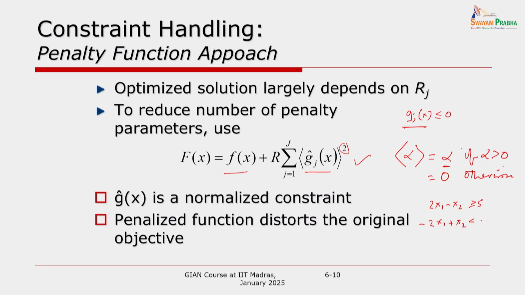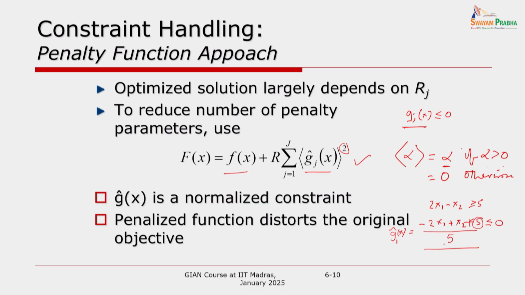So 2x1 minus x2 is less than... I'm going to put it on this side. Then it's going to be plus 5 is less than or equal to 0, right? The same constraint I did, this is less than or equal to 1. Now with this right hand side, I'm going to divide, and this is what I'm going to call G1 hat. So this is my G1 hat. I normalize it with the right hand side.